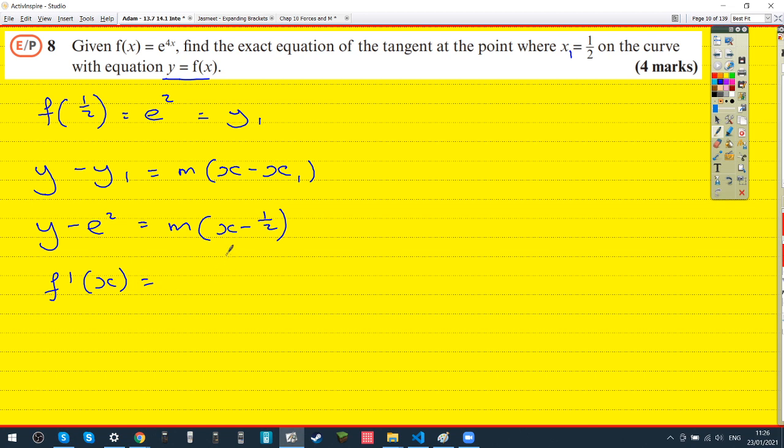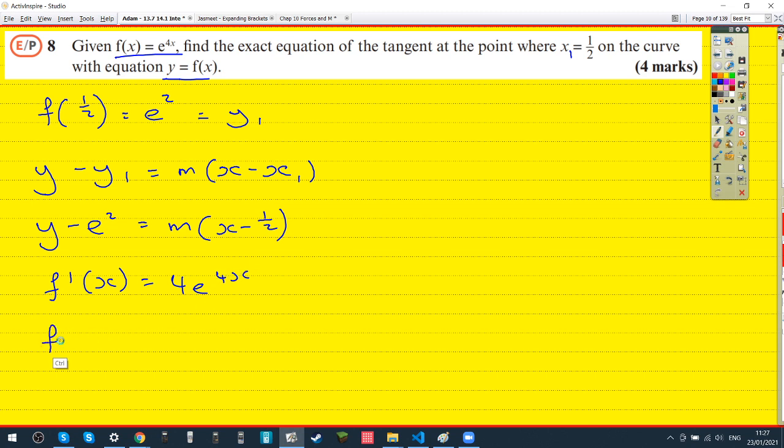So working out the derivative of the whole thing. Of this. So we're just working out mx minus a half. Or would it be e to the 4x? So it'd be 4e to the power of 4x. Yep. And so the f dash of x, the gradient function, is 4e to the 4x.